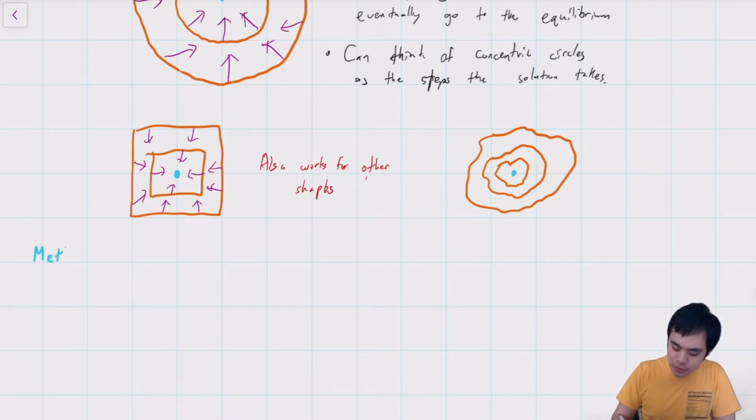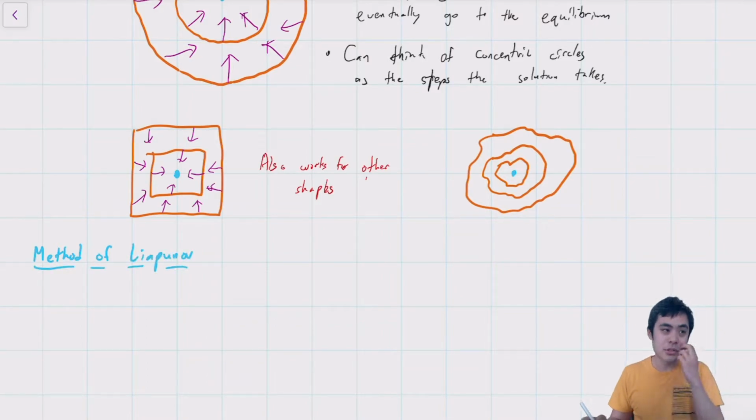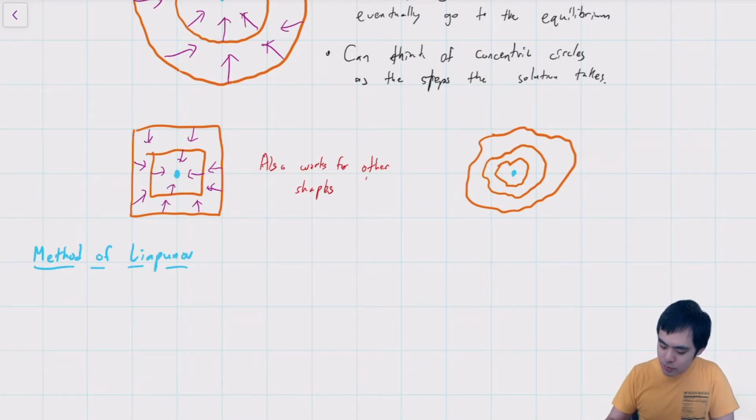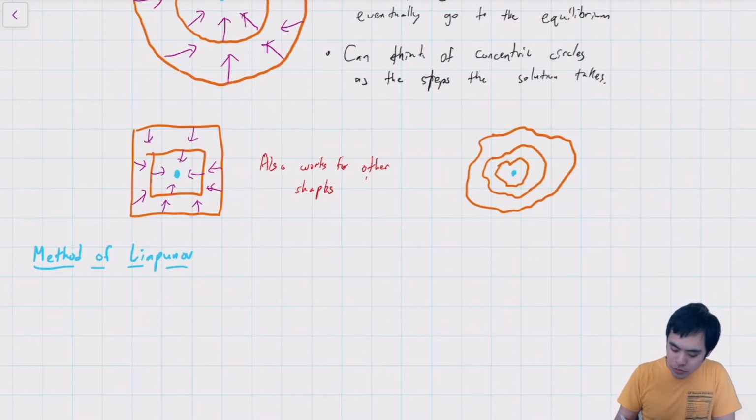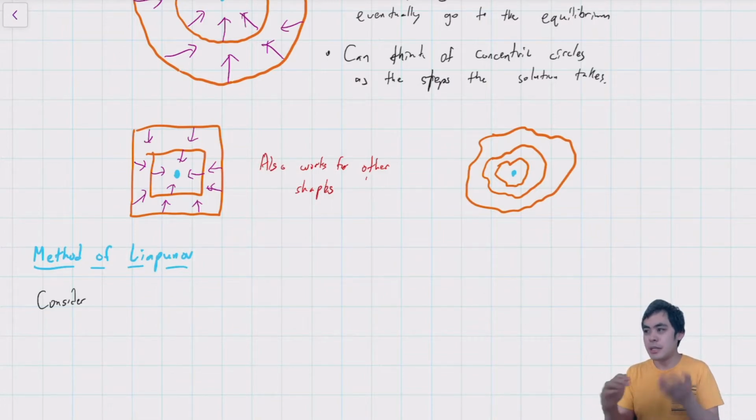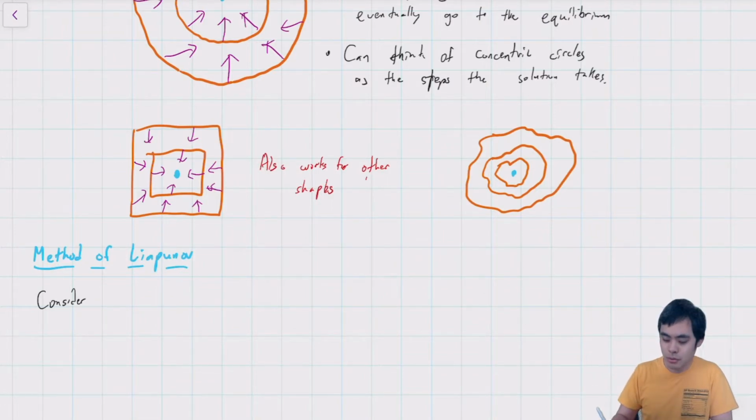So this is the method of Liapunov for differential equations as opposed to difference equations. And so let's describe it first, and then we'll give you a theorem. So the method of Liapunov. So again, we're going to start by considering a 2D autonomous system. The method does work for higher dimensions, but it gets even more complicated to work with. So we're not going to consider that in this course. So let's consider a 2D autonomous system.